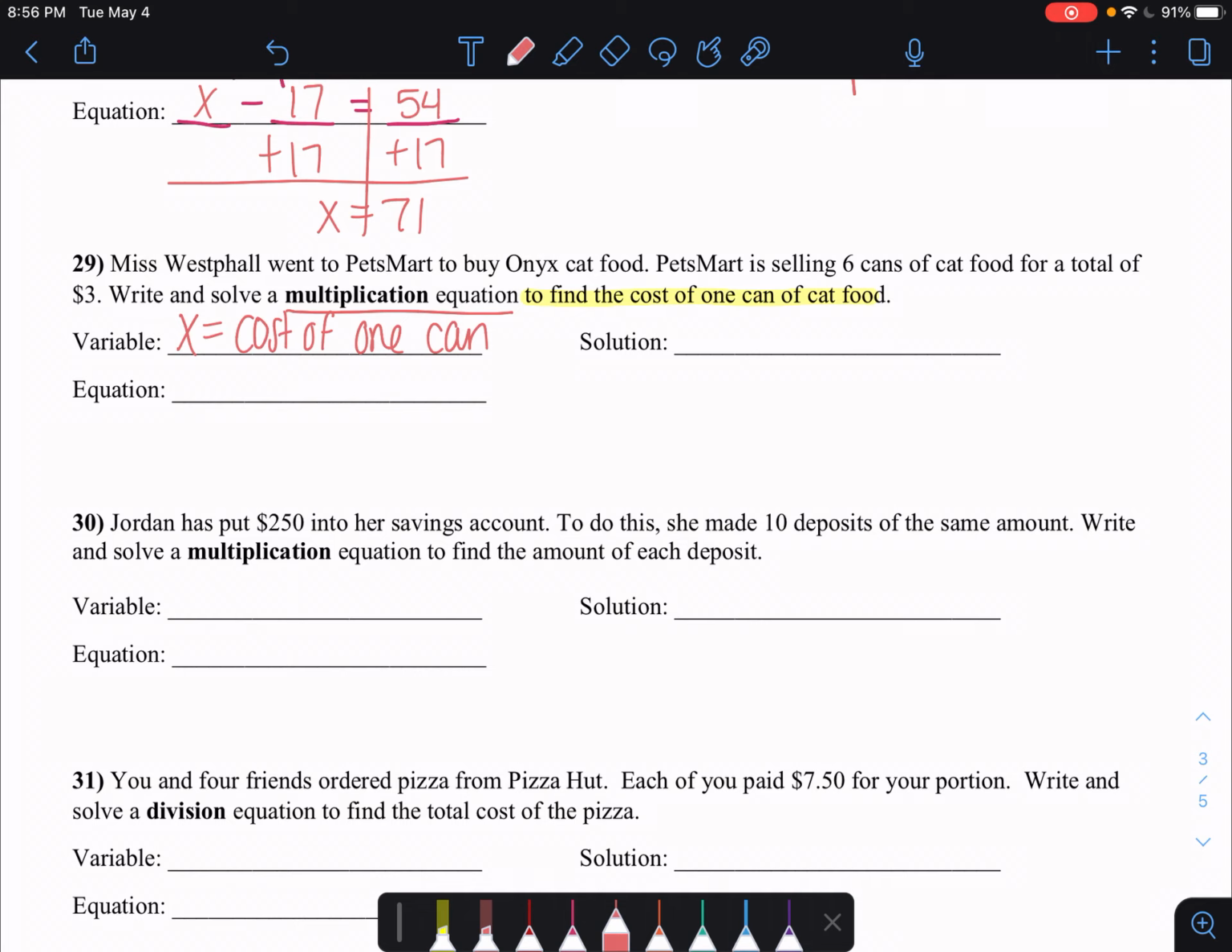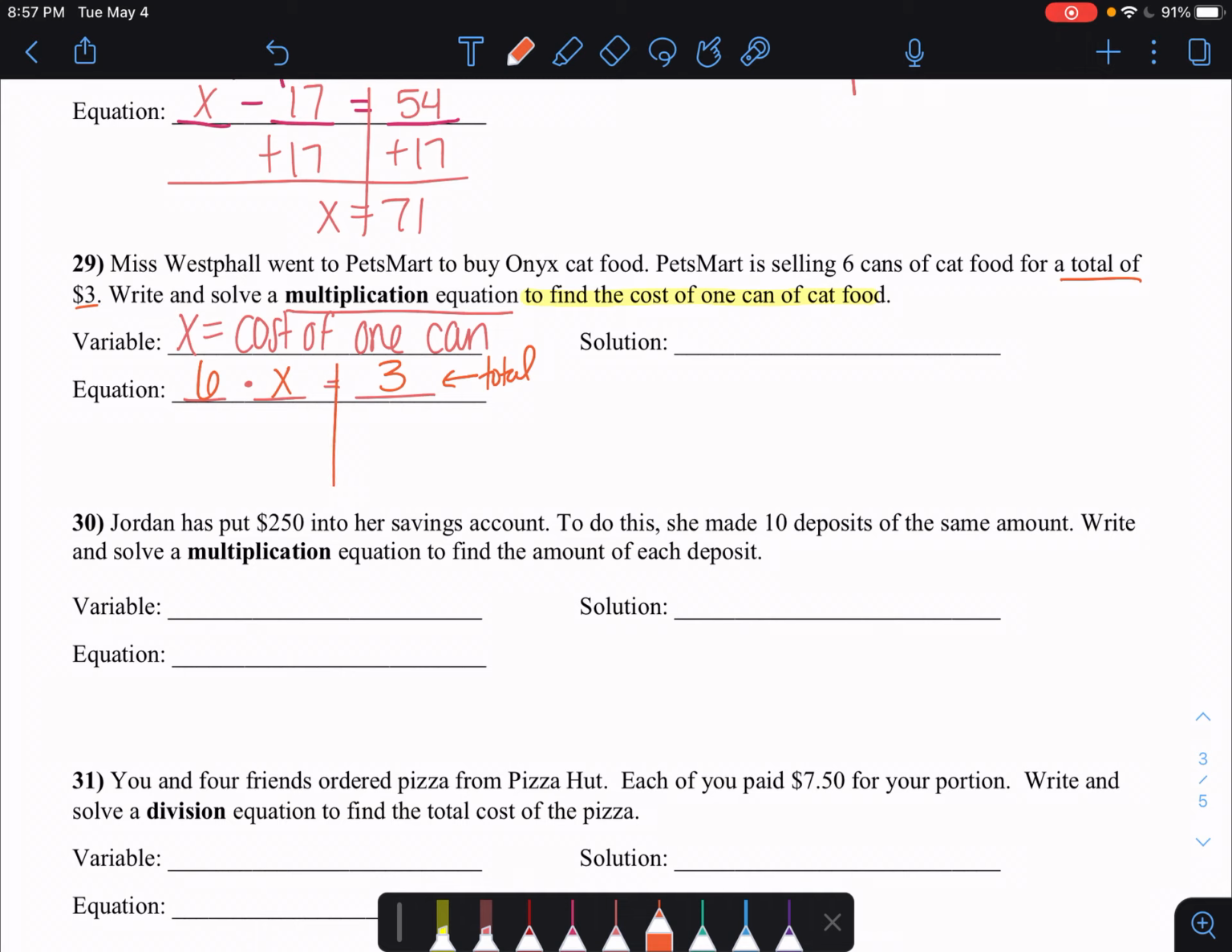And because I'm writing a multiplication equation, it's going to be something times something is equal to something. And remember, on the other side of our equal sign is typically where the total goes. So this says PetSmart is selling 6 cans of cat food for a total of $3. So the $3 goes on this side at the end. They're selling 6 cans of cat food times the cost of 1 can.